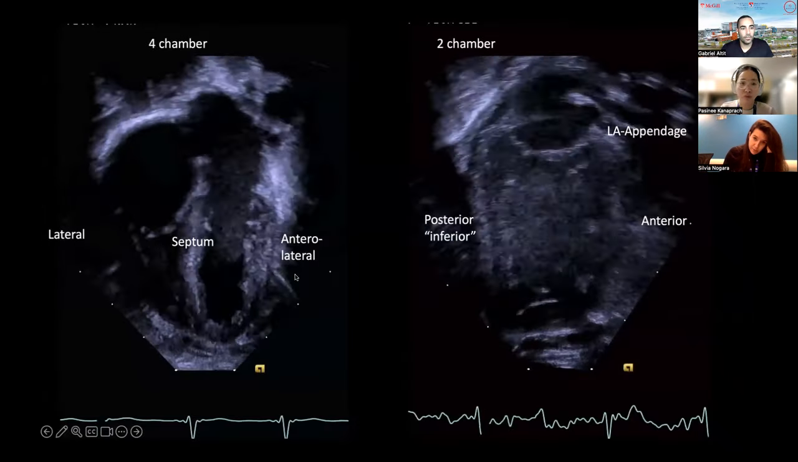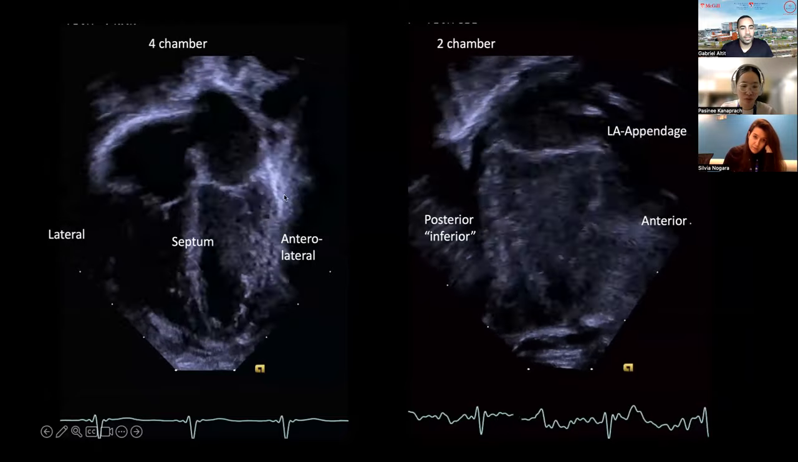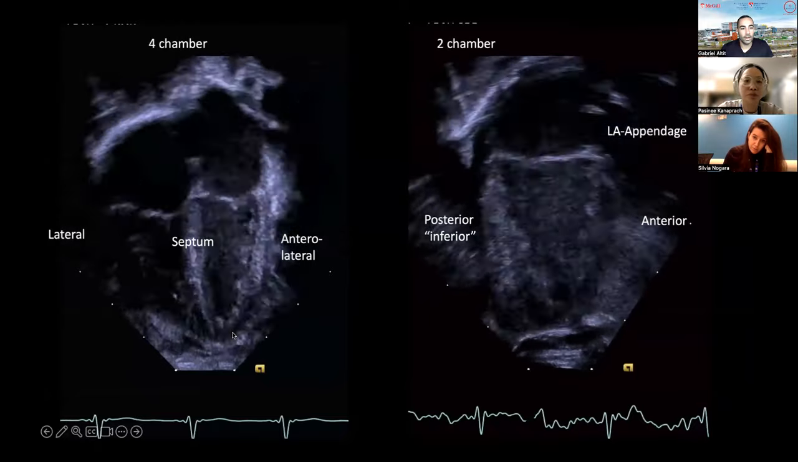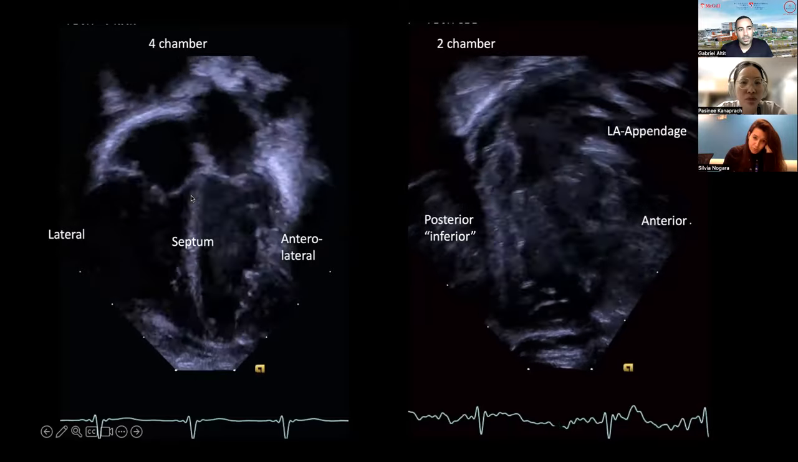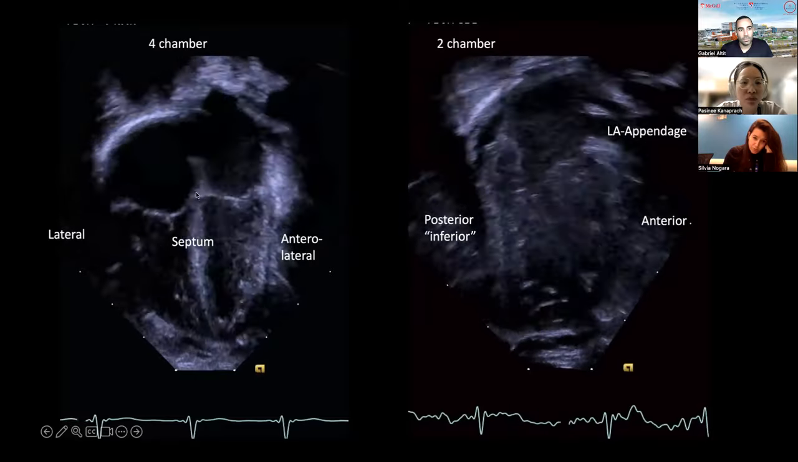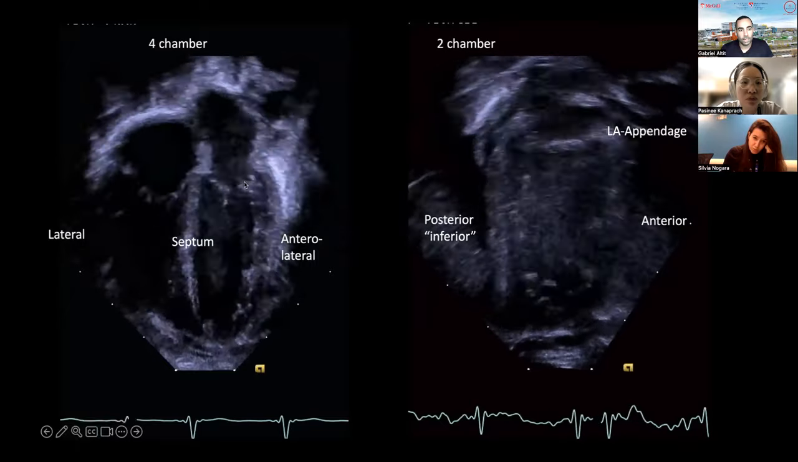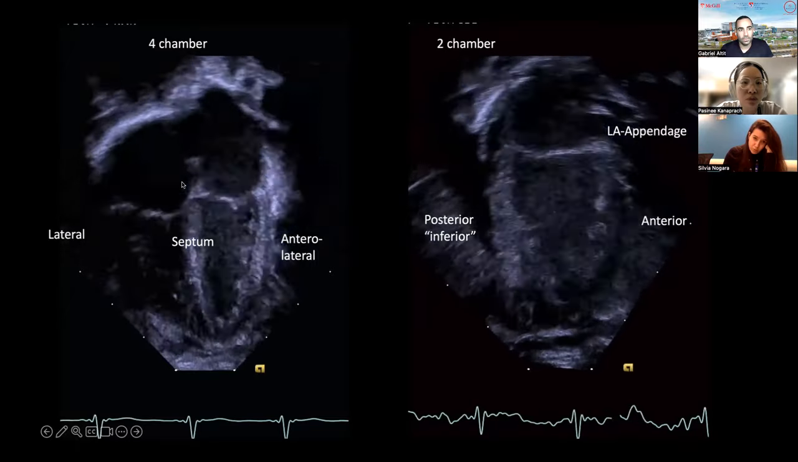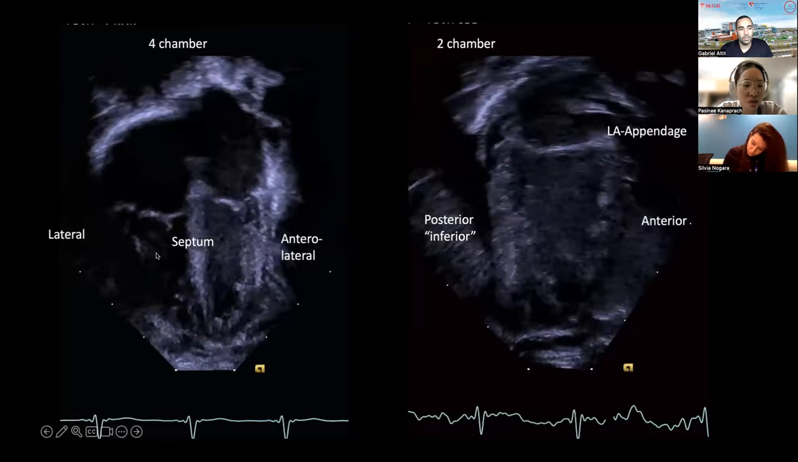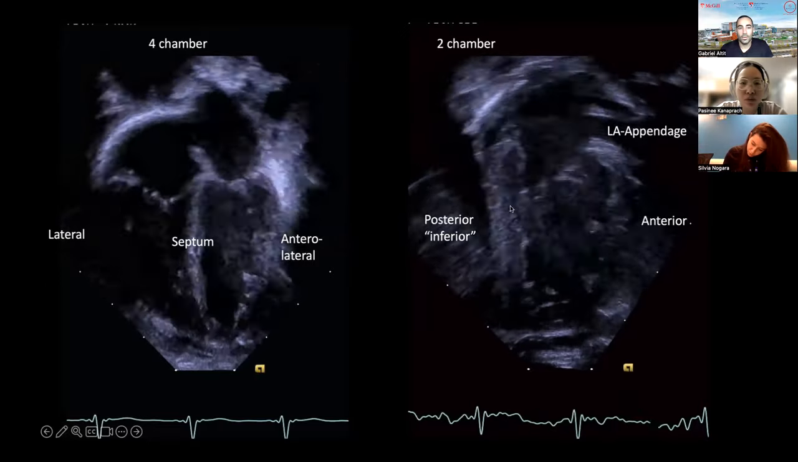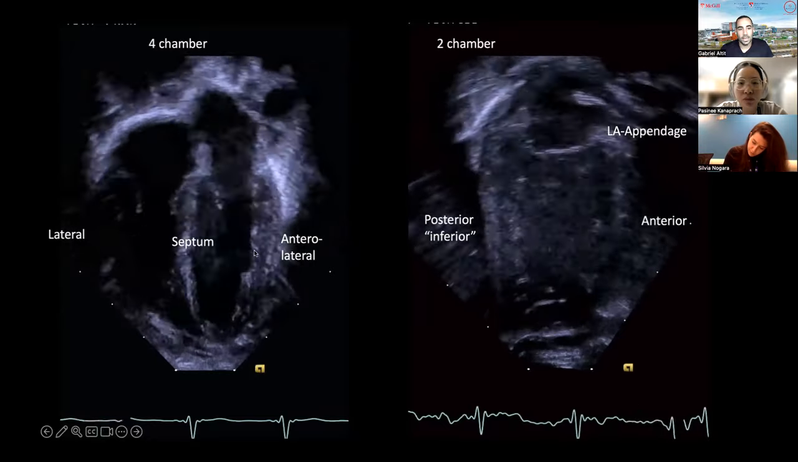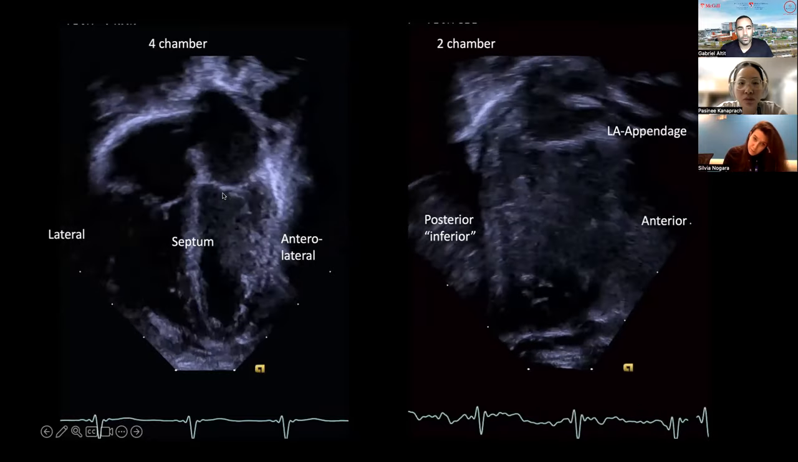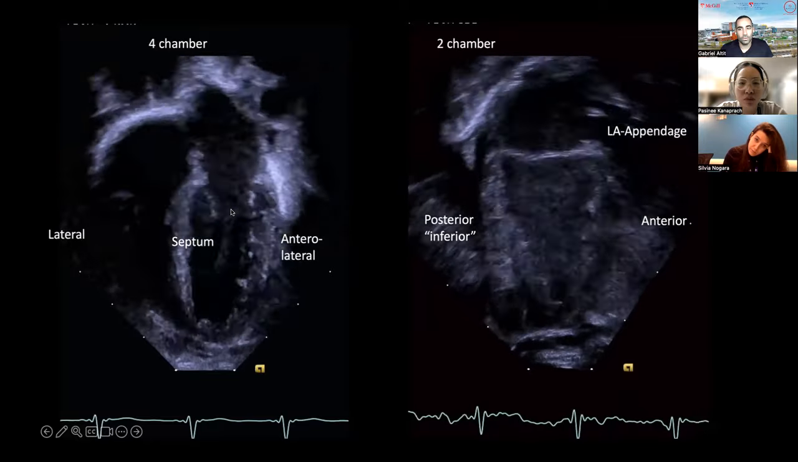So lateral wall, septum, and this is the anterior lateral wall of the LV. You can almost see this displacement of the tricuspid valve, which is a bit more inferior compared to the mitral valve, the right atrium, the left atrium, okay? And then this is the LV, so you can see nicely the endocardial border. You can see the mitral valve open and close.